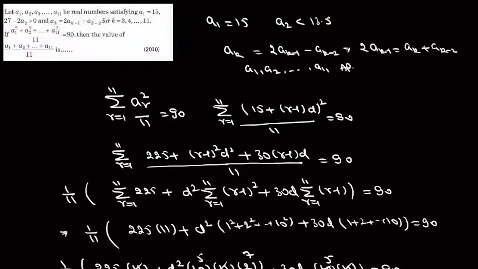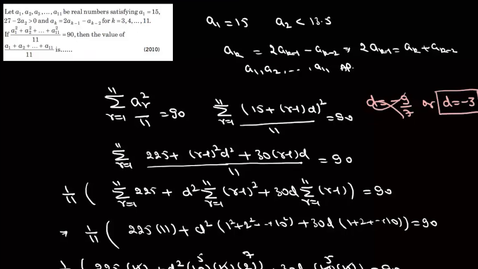So here the two possible values of d are either minus 9 by 7 or d is minus 3. Now if we take d as minus 9 by 7, our second term won't be less than 13.5. So we'll discard this. So the only value of d possible here is d equals minus 3. So for this AP, first term is 15 and common difference is minus 3.